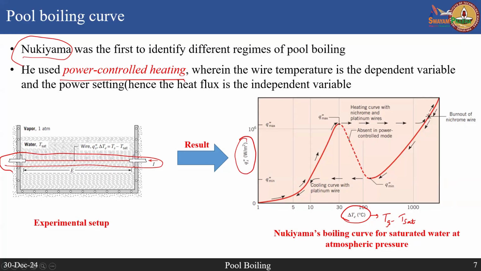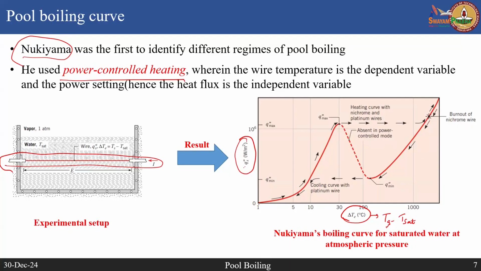So, in the case where you are doing a power controlled heating, you are basically supplying a fixed amount of heat flux, and what you are doing is you are measuring the temperature of the heater surface, and you are plotting this excess temperature. In the case where you are doing a controlled temperature experiment, you can actually maintain the temperature of this heater to a set value, and you can measure what is the corresponding heat flux, and you plot a different set of curve.